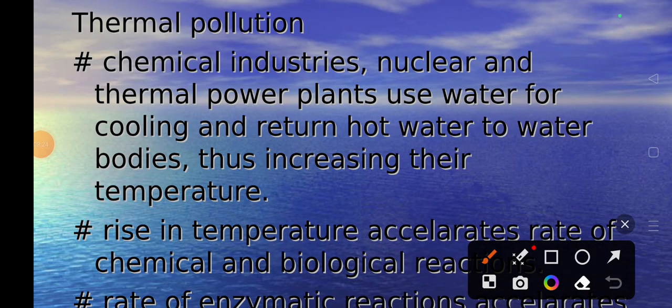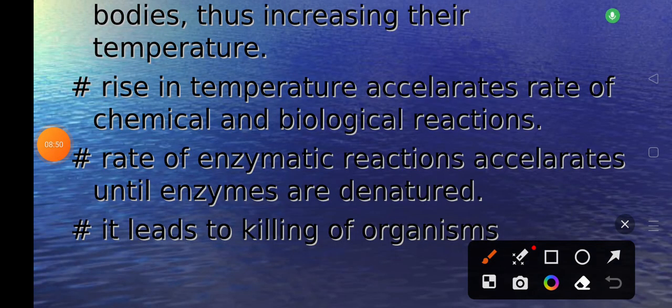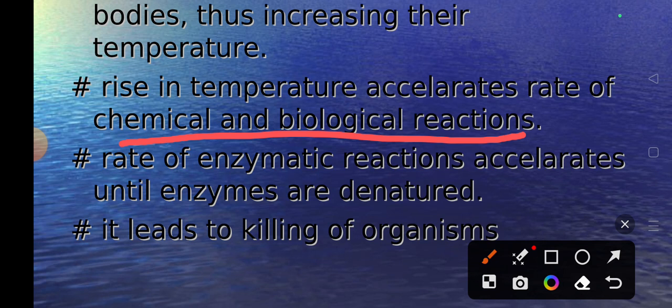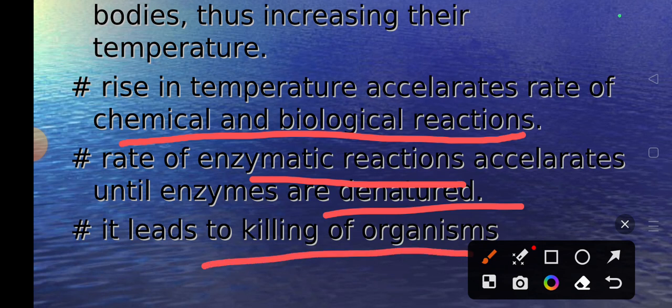Now thermal pollution: chemical industries and nuclear thermal power plants use water for cooling and return the hot water to the water bodies, thus increasing their temperature. They are sending the hot water directly into the water bodies, which increases the temperature. By increasing the temperature, the animals and fishes present in the water will die. Rising temperature accelerates the rate of chemical and biological reactions of the species. By that, the rate of enzymatic reactions increases until the enzymes are denatured. The enzymes are totally denatured in the body of animals, and that leads to the killing of the organisms.